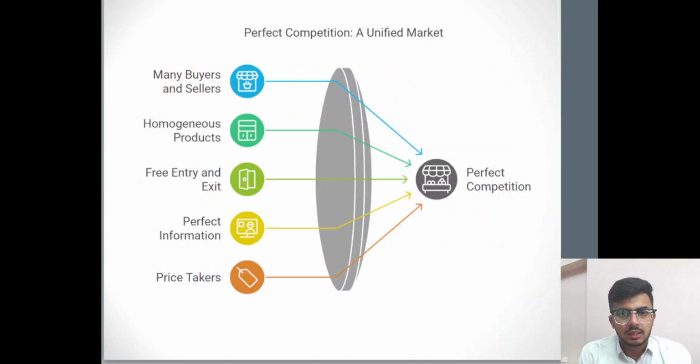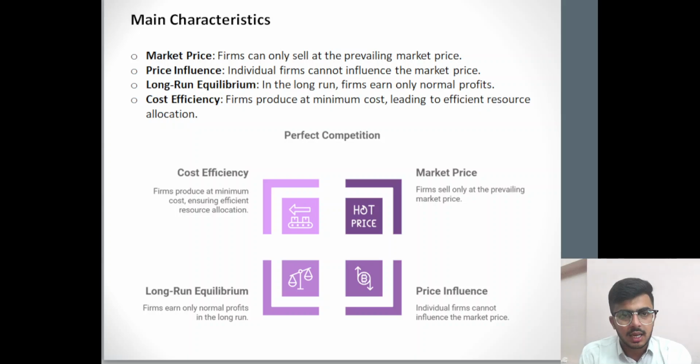This is the diagram of perfect competition, a unified market structure. Their main characteristics are: market price, where firms sell at the market price. The second one is long run equilibrium, which ensures only normal profit. And the last one is cost efficiency: efficiency of cost management leads to resource efficiency.